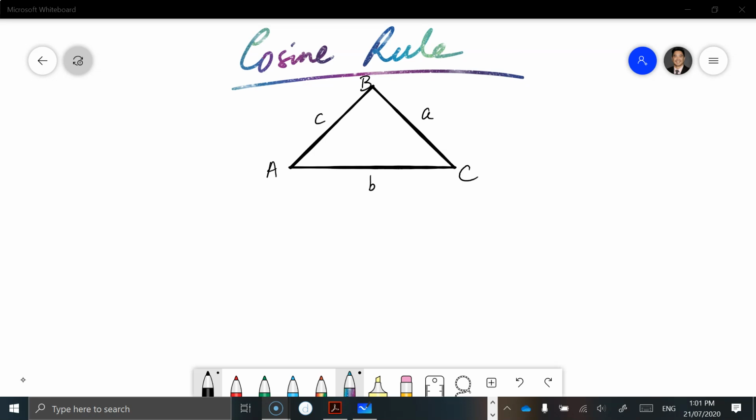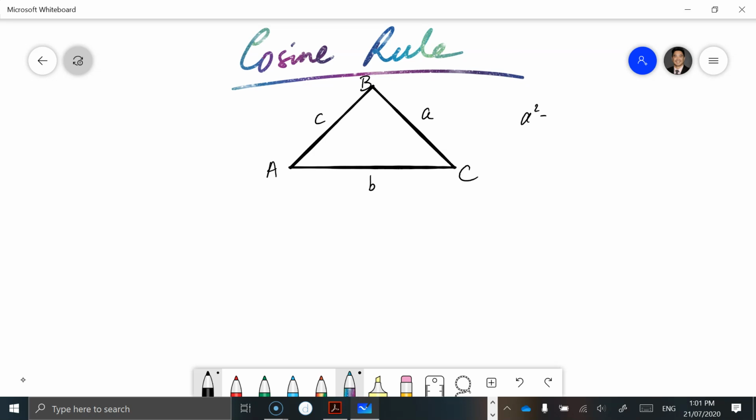So the traditional cosine rule is a squared equals b squared plus c squared minus 2 times bc multiplied by the cosine of A. And the good thing about all of this is that if you have this to refer to, it's just a knowledge and understanding of how to substitute the values in, rely on your algebra and linear equation skills, and then you'll get your answer.